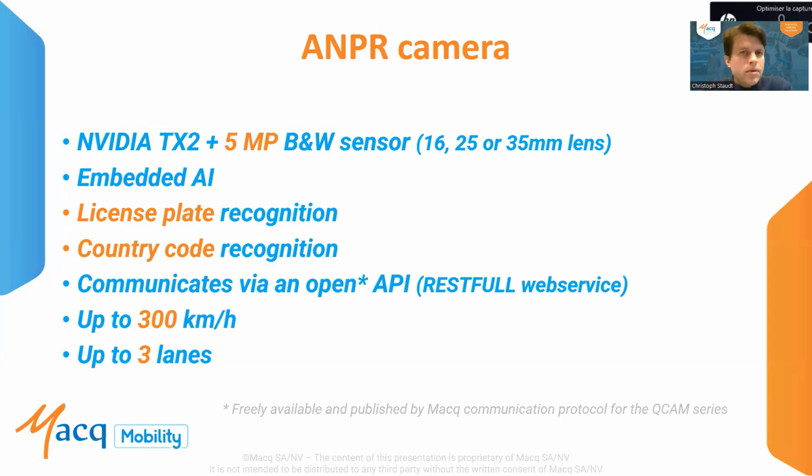Then on the ANPR black and white picture, we recognize the license plate, the country code, and all these data can be sent also to your system if you have already a back office solution via an open API. We recognize all these metadata up to 300 kilometers per hour, and as I already mentioned, up to 3 lanes per camera.